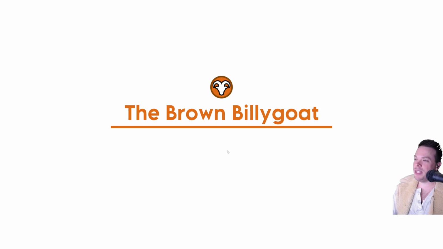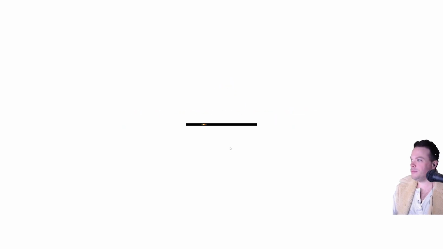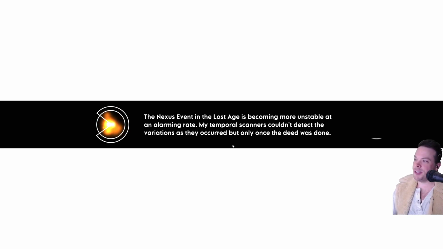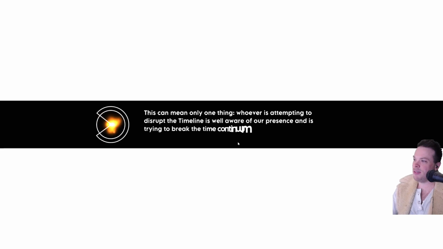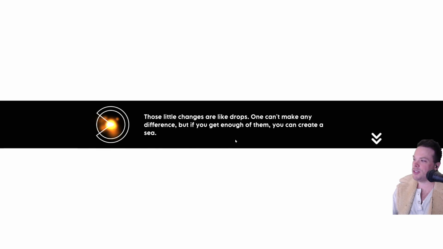The Brown Billy Goat. The Nexus event in the Lost Age is becoming more unstable at an alarming rate. My temporal scanners couldn't detect the variations as they occurred, but once the deed was done, this can mean only one thing. Whoever is attempting to disrupt the timeline is aware of our presence, and is trying to break the time continuum by flooding it with dozens of barely noticeable changes. Those changes are like drops, but it can make a difference. If you get enough of them, you can create a sea.